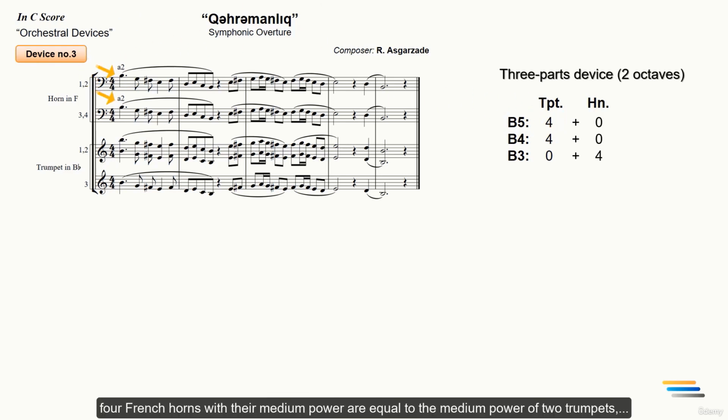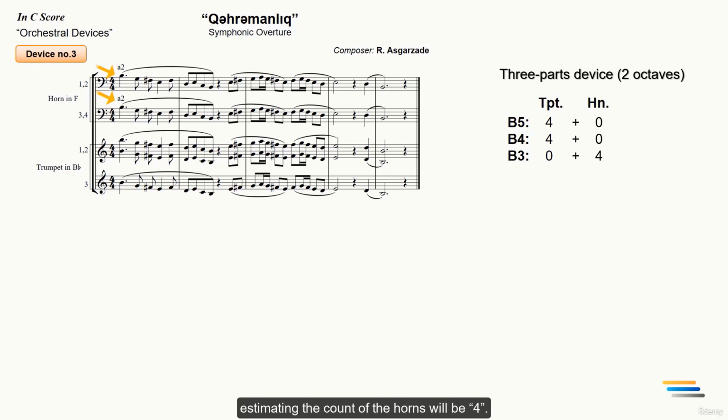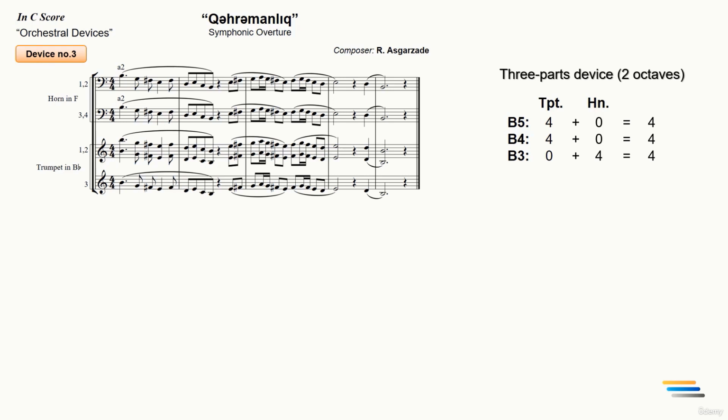Considering that 4 French horns with their medium power are equal to the medium power of 2 trumpets, the count of the horns will be 4. Thus, we get a roughly balanced device due to the doubled instruments. All registers will sound clear and powerful.